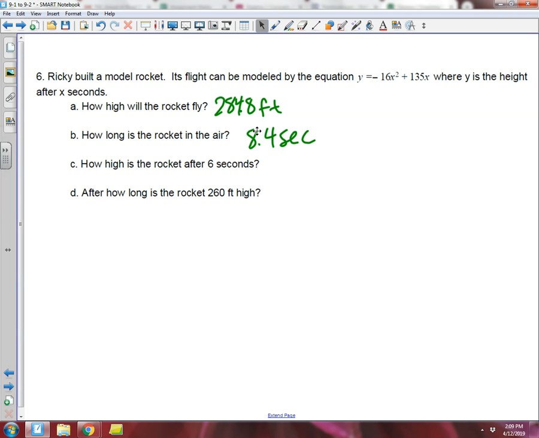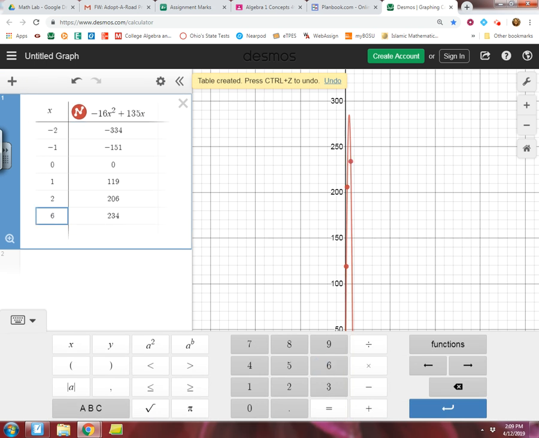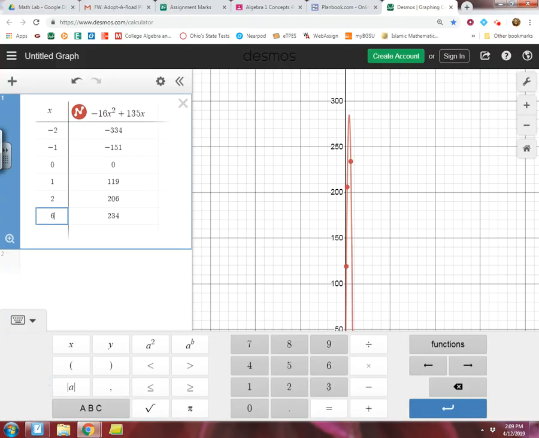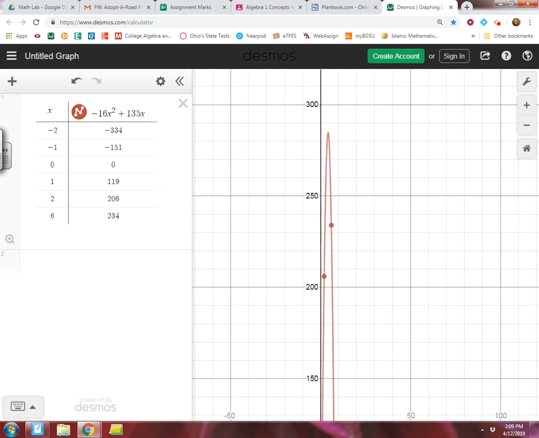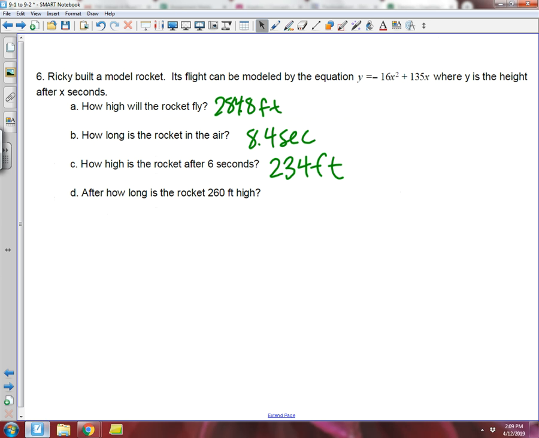How high is the rocket after 6 seconds? So here's where our table comes in. 34. Last question. After how long is the rocket 260 feet high? Well, I'm going to zoom in here. See if I can find me a 260. There it is. About 3. And how about over here? Is it 4 or 5.5? Yep, 3 and 5.5.